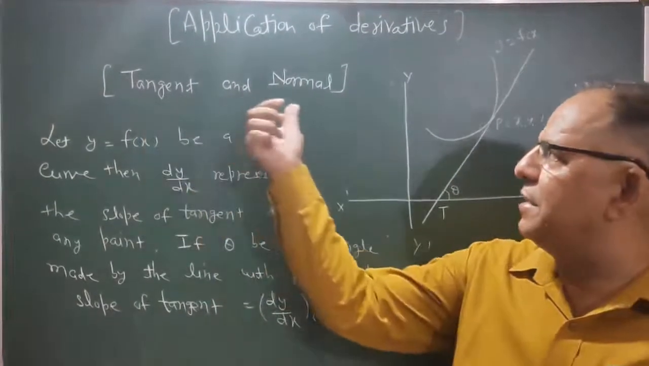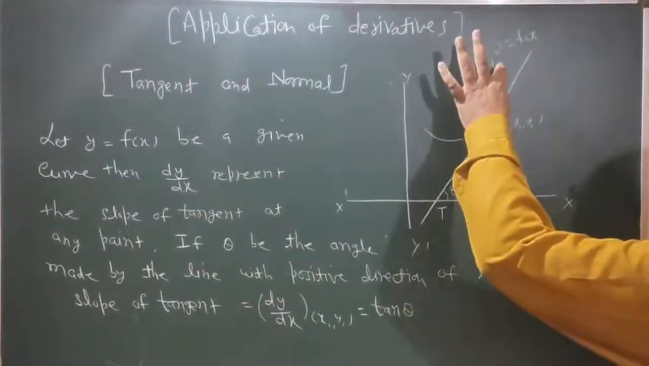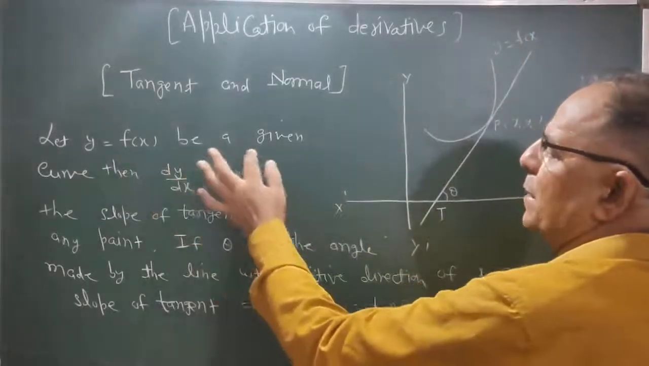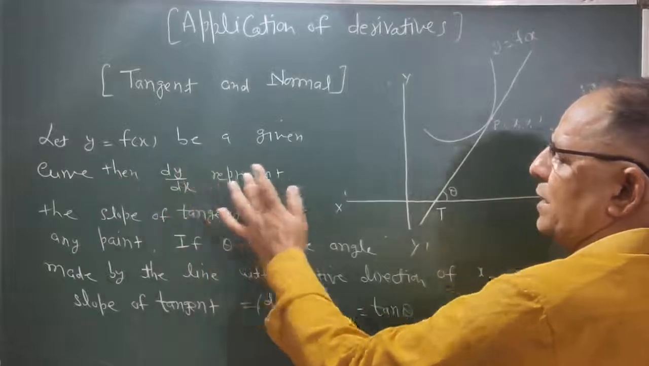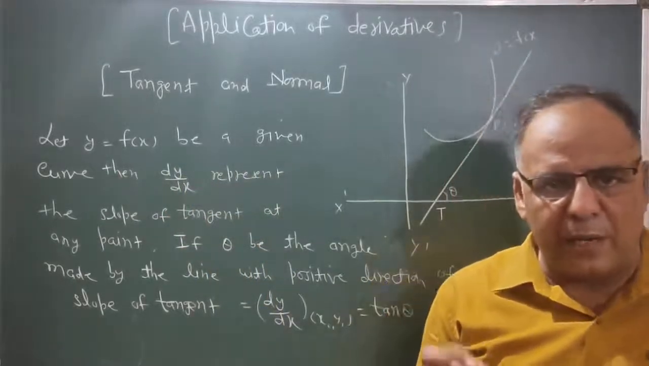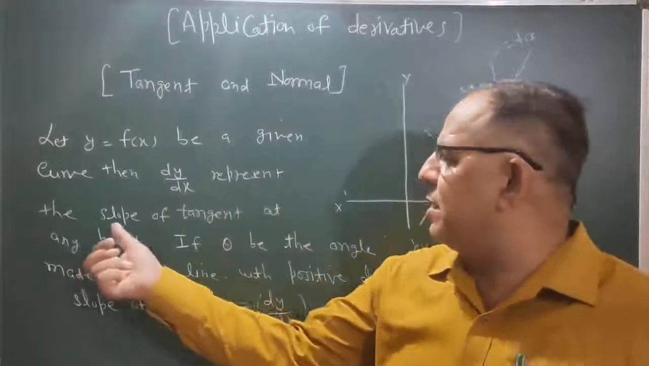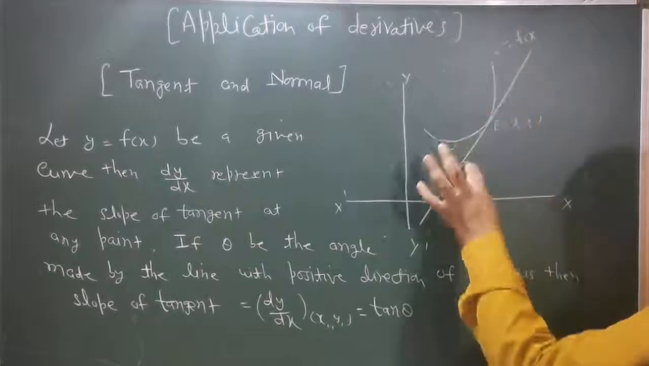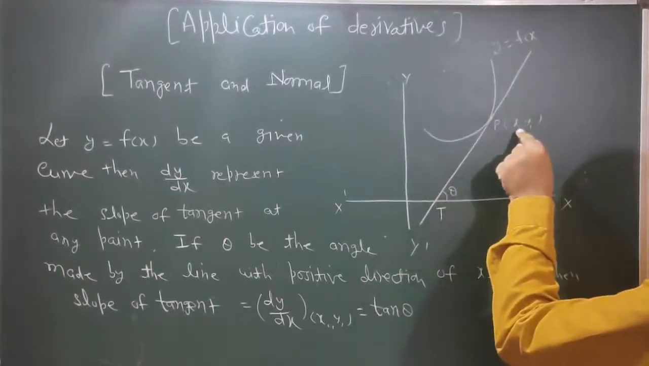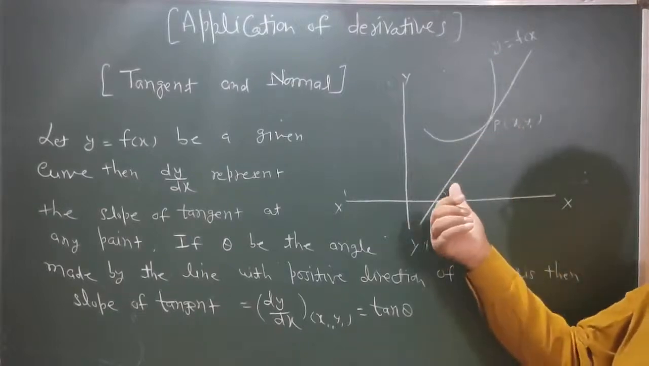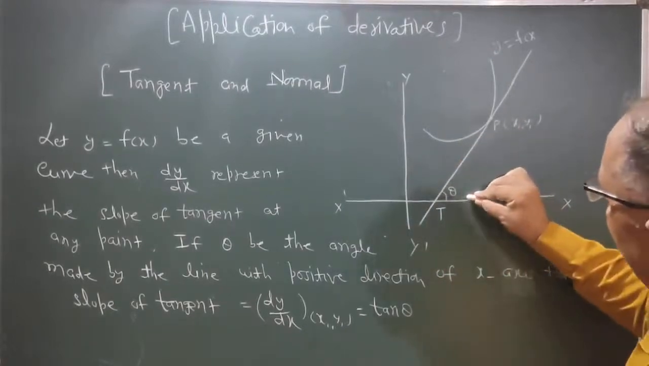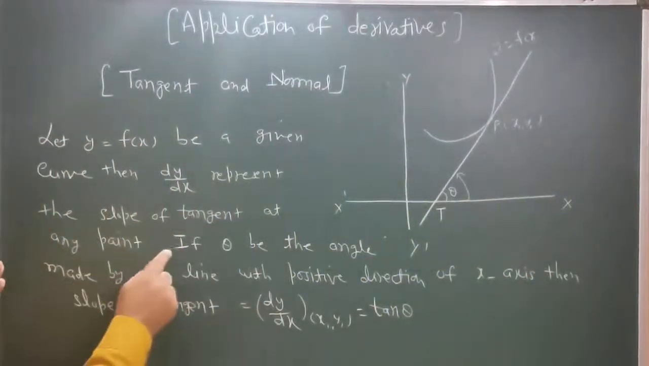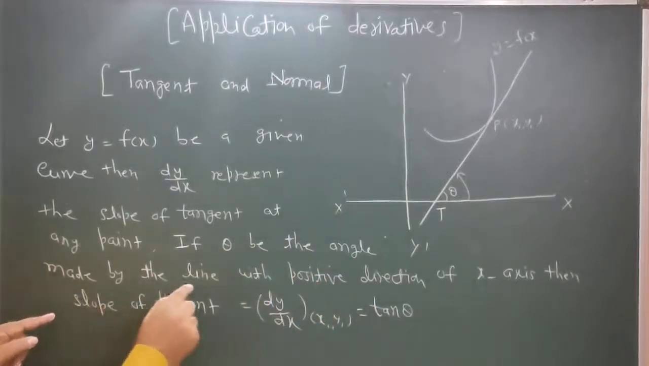Now we are starting tangent and normal. Here a curve is given, y equal to f(x). So let y equal to f(x) be a given curve. Then dy over dx, that means the first derivative of y with respect to x, represents the slope of the tangent at any point. Here PT is the tangent at the point P of the curve whose coordinates are x1, y1, and this tangent makes angle theta with the positive direction of x-axis.